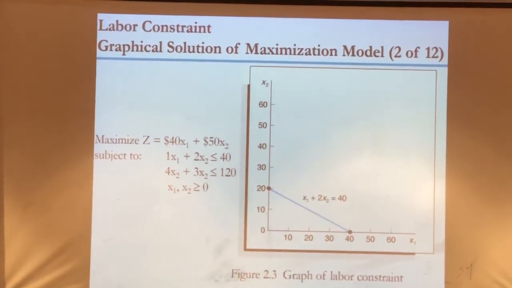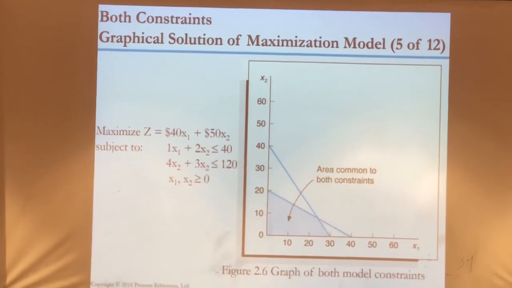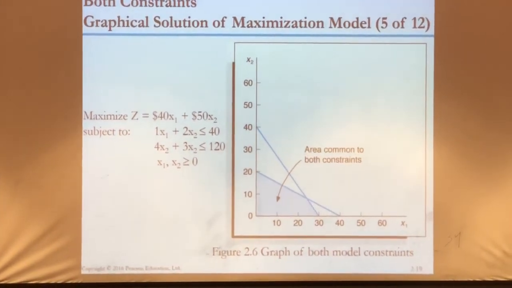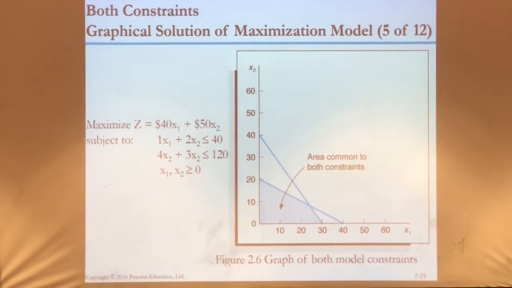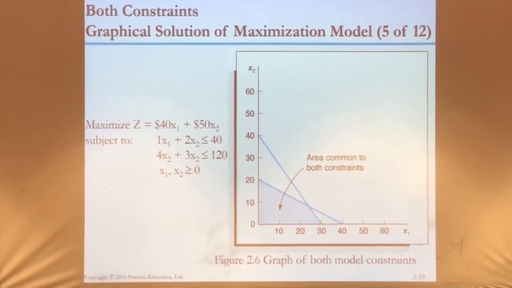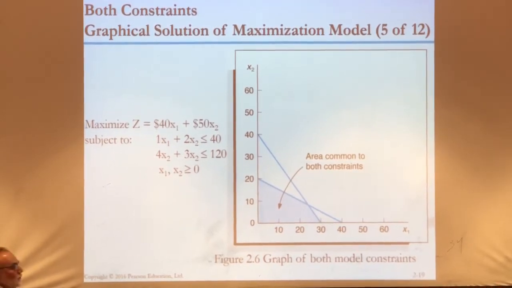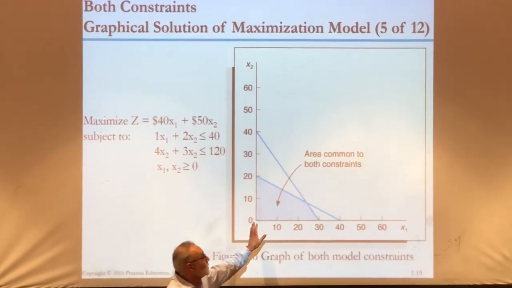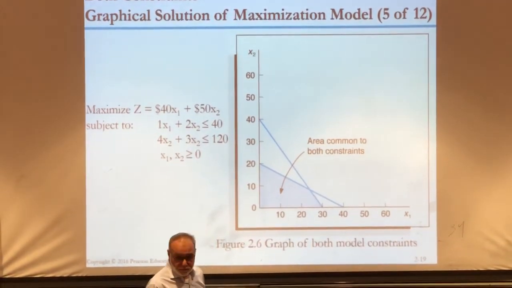So this is the first constraint, second constraint, and this is the area which is common to both constraints. It's called feasible region. Feasible region means that the solution is feasible within that region. We have infinite number of solutions, in fact, but the optimal lies at one of the corner points.